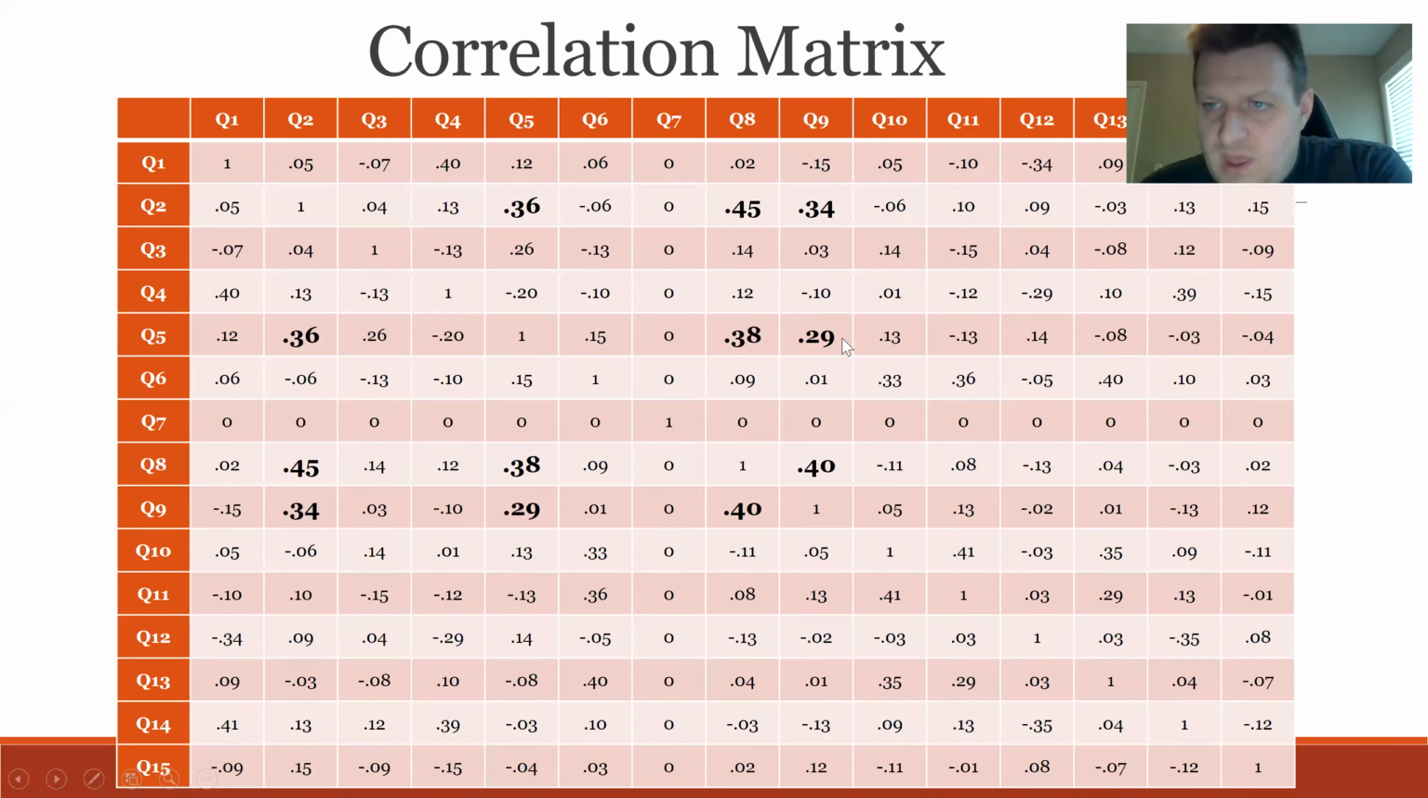All right. Here we see question 5, 2, 8, and 9. All these questions are highly correlated with one another, and they're uncorrelated with everything else. So these questions seem to go together. Probably evidence of a factor, probably evidence that we have a personality trait going on here. 2, 5, 8, and 9.